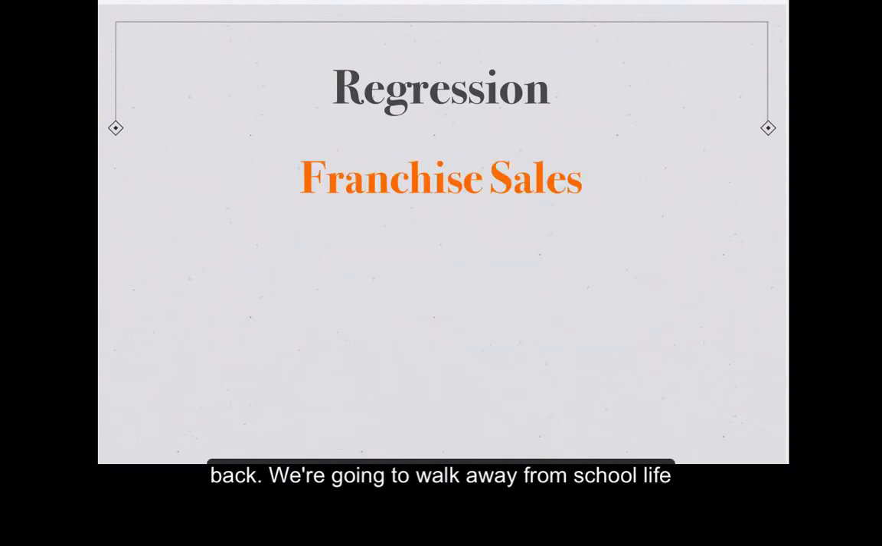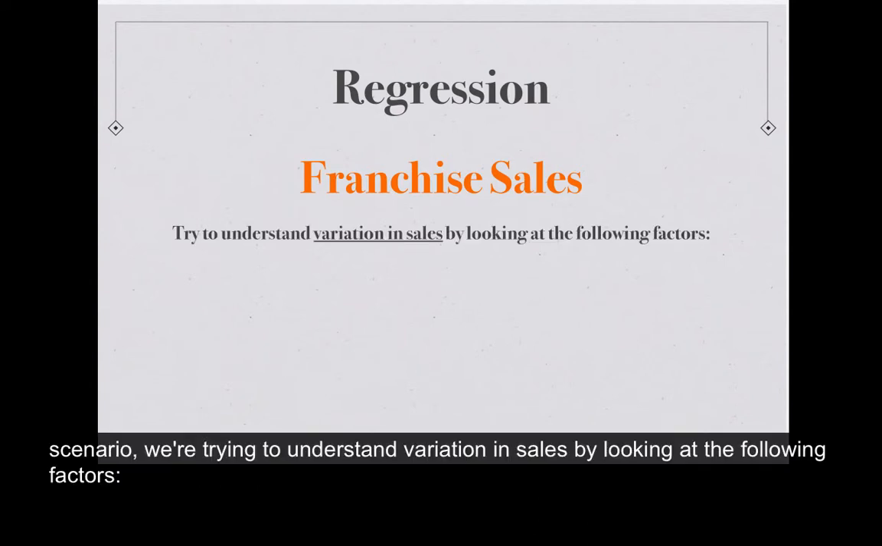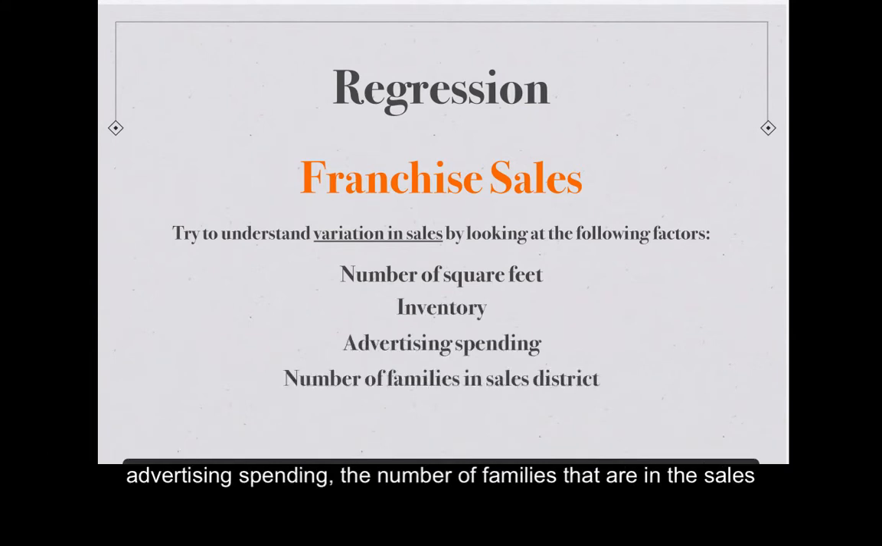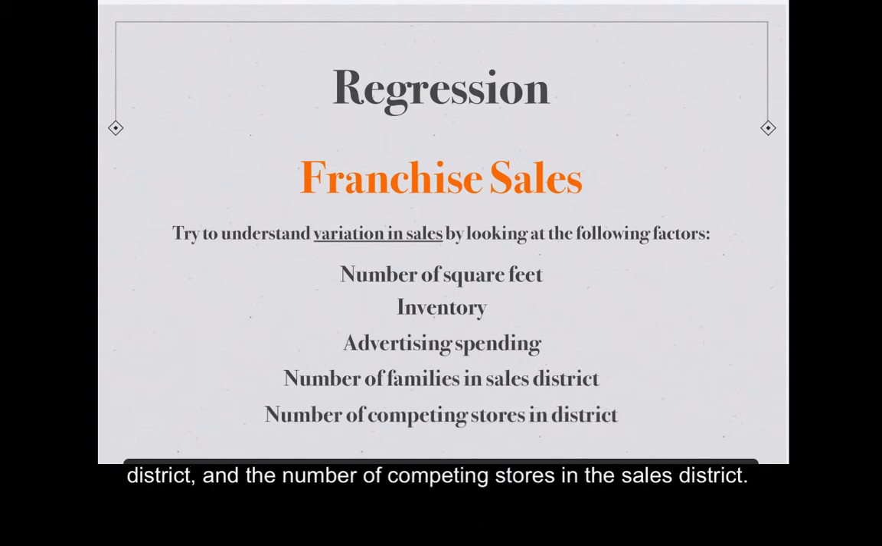But we're going to take a step back, and we're going to walk away from school life and show you an example from a franchise. In this scenario, we're trying to understand variation in sales by looking at the following factors: the number of square feet, inventory levels, advertising spending, the number of families that are in the sales district, and the number of competing stores in the sales district.